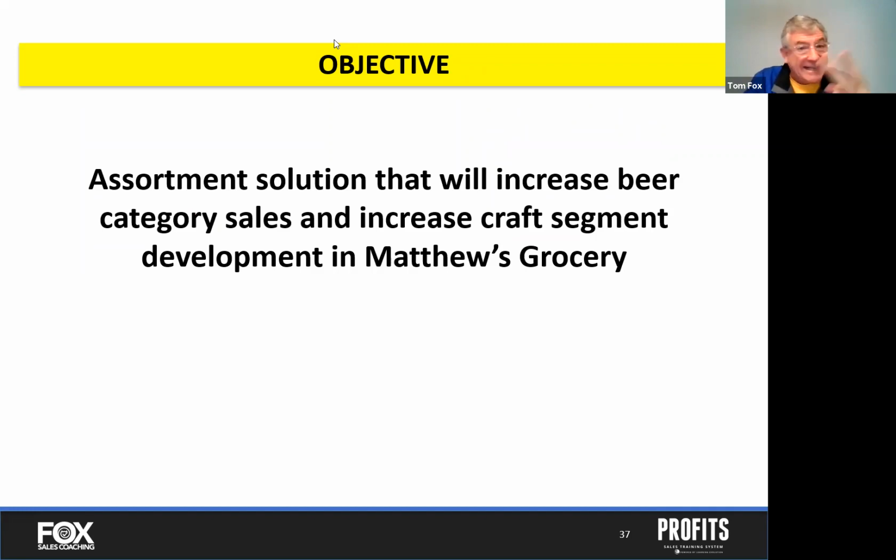Your objective slide should have 2 components. What tactics are we trying to influence? So in this example, assortment. And then what benefit is going to happen? What goals are we trying to impact and influence? So in this example here, we have an assortment solution that's going to increase sales for the category, but also improve their craft development.